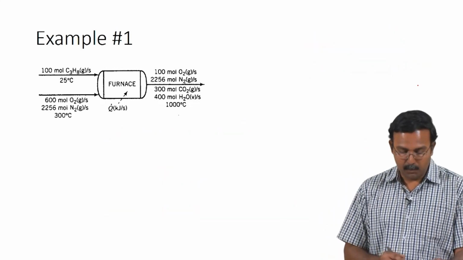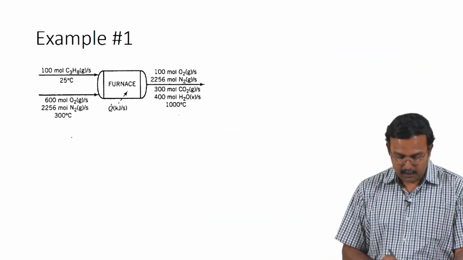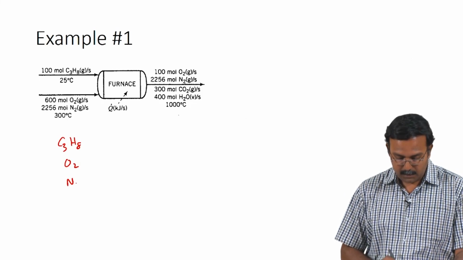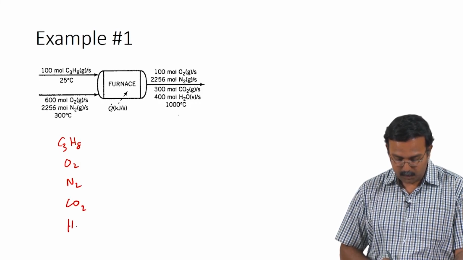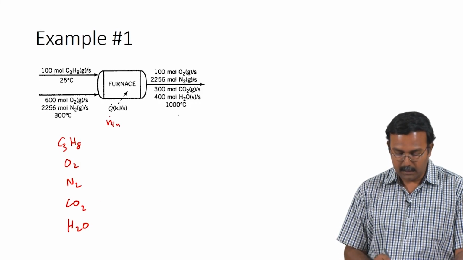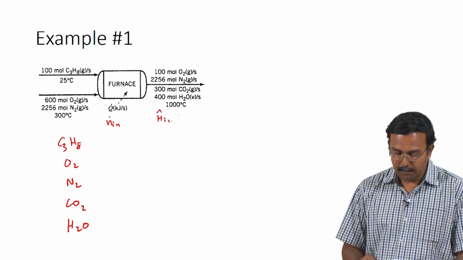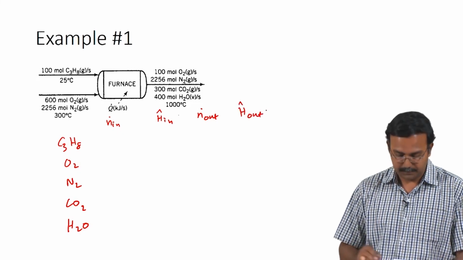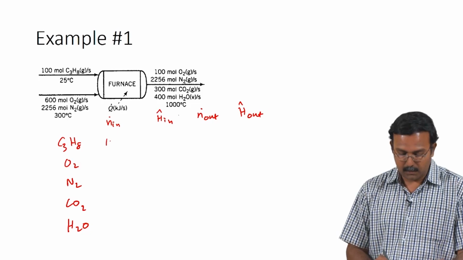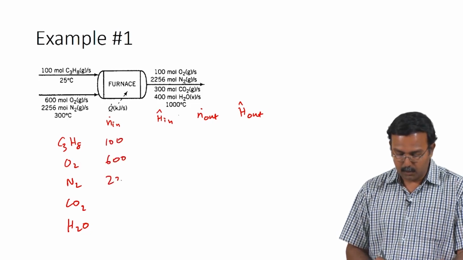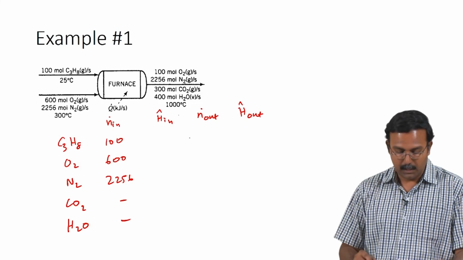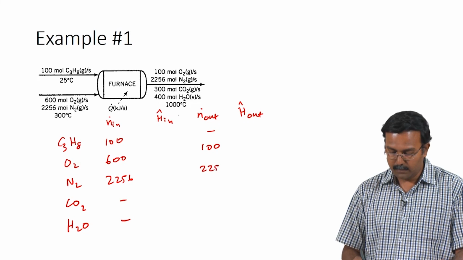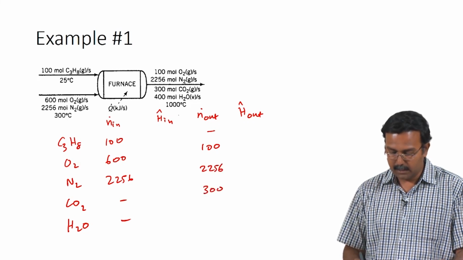So, your enthalpy table would now look like this. You would have propane, oxygen, nitrogen, carbon dioxide and water. You have n dot in, H cap in, n dot out and H cap out. So, n dot in is 100, 600 and 2256 and these are zeros, and you have n dot out as zeros for these and 100, 2256 and 300 and 400.